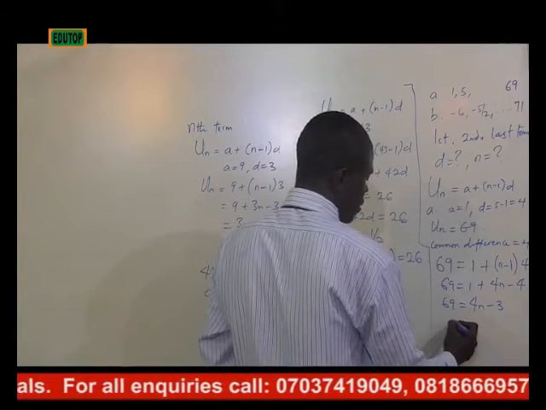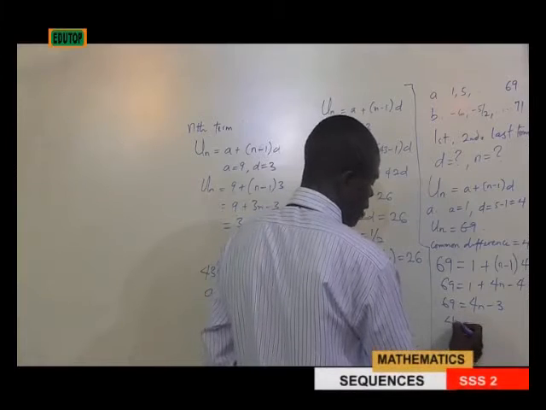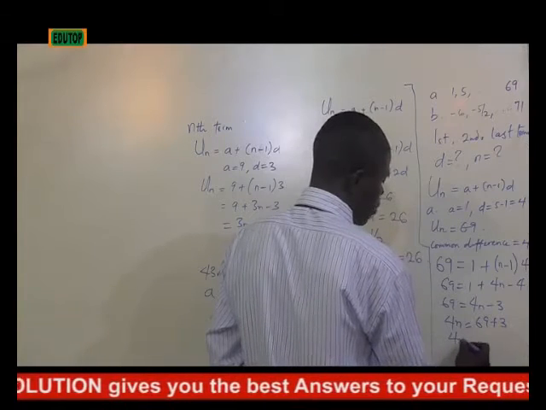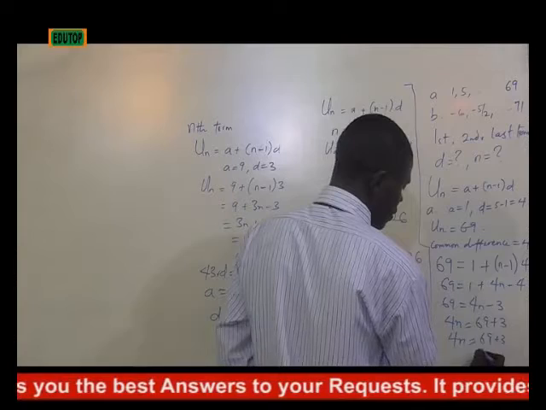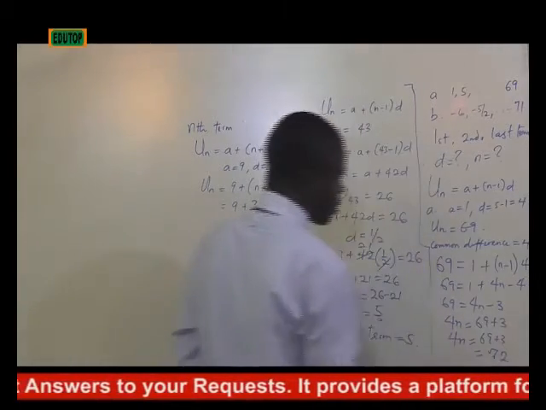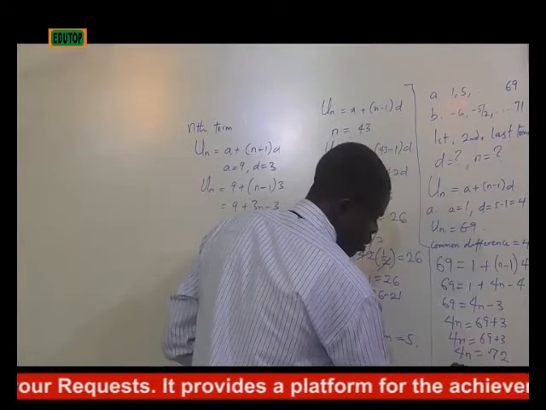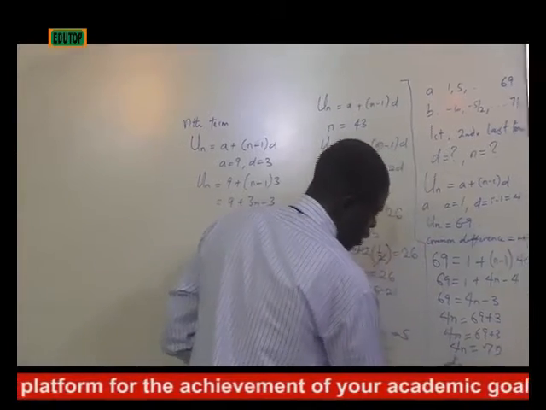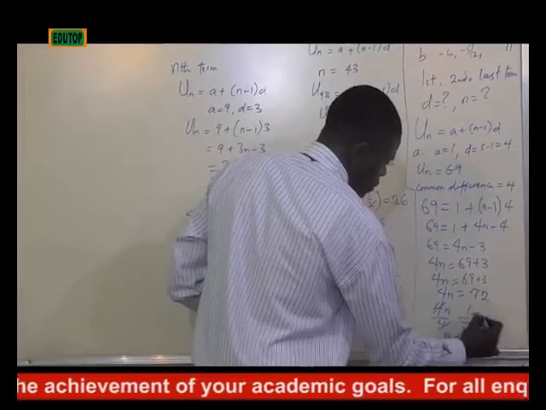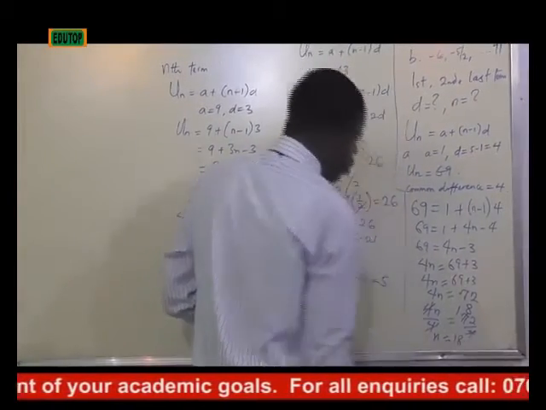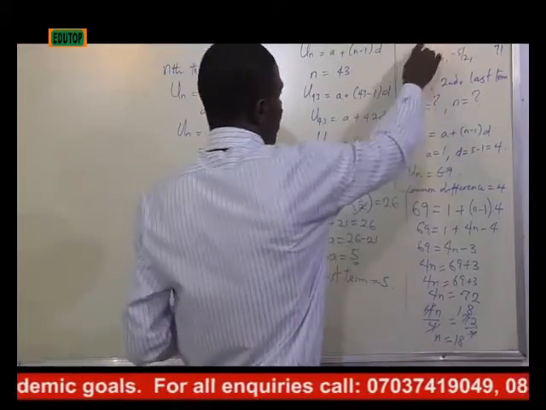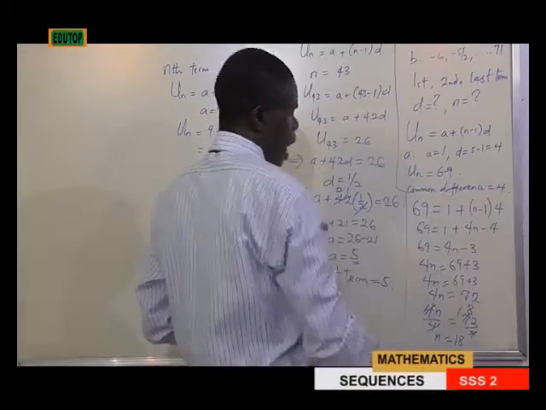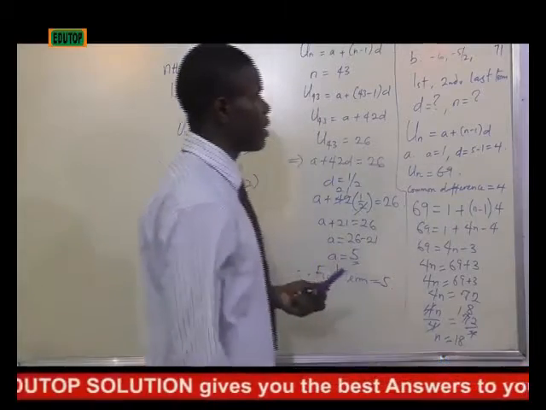If you collect like terms, 4n will be equal to 69 plus 3, and that is 72. 4n equals 72. Then we divide both sides by 4, and when we divide both sides by 4, we have our n to be 18. So that means for the A part, the common difference is 4, and the number of terms is 18.